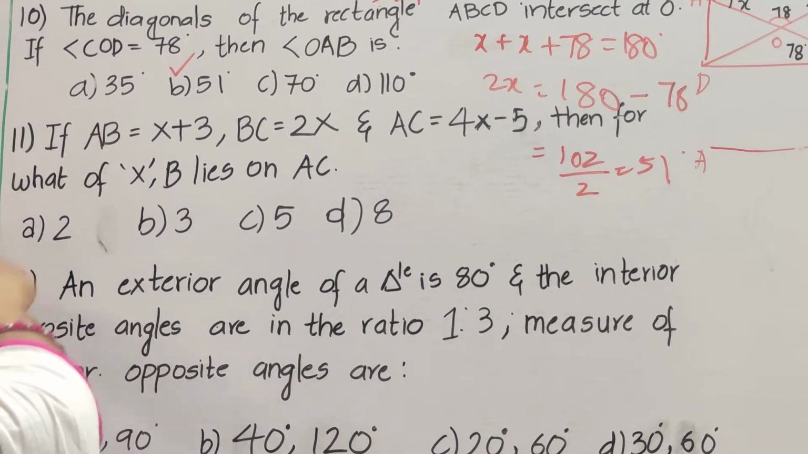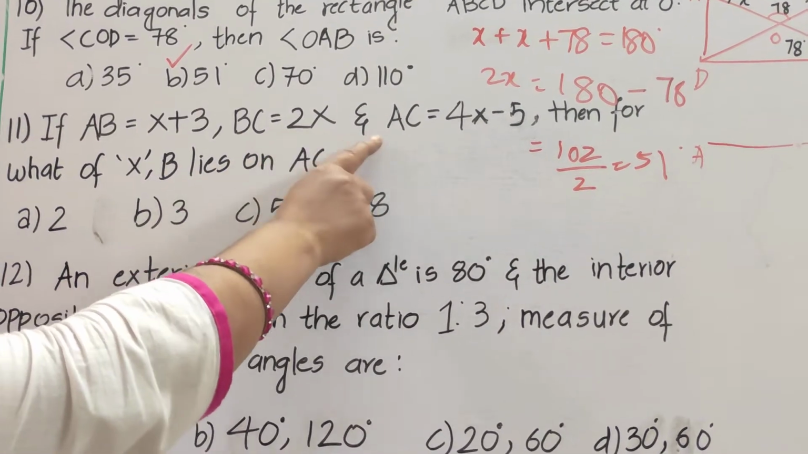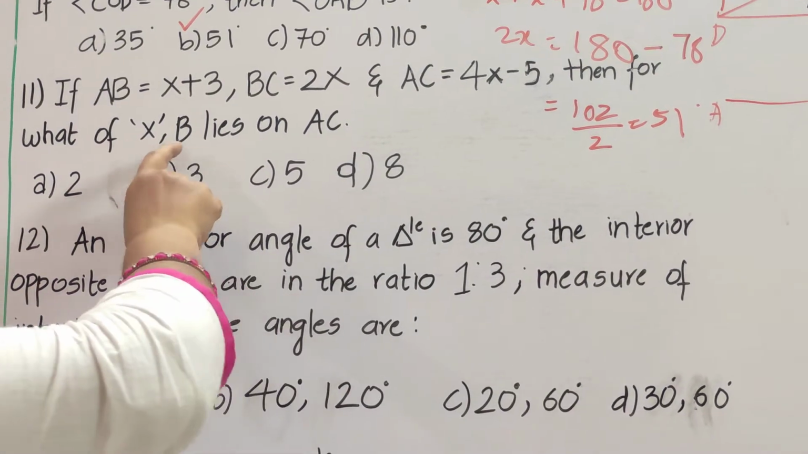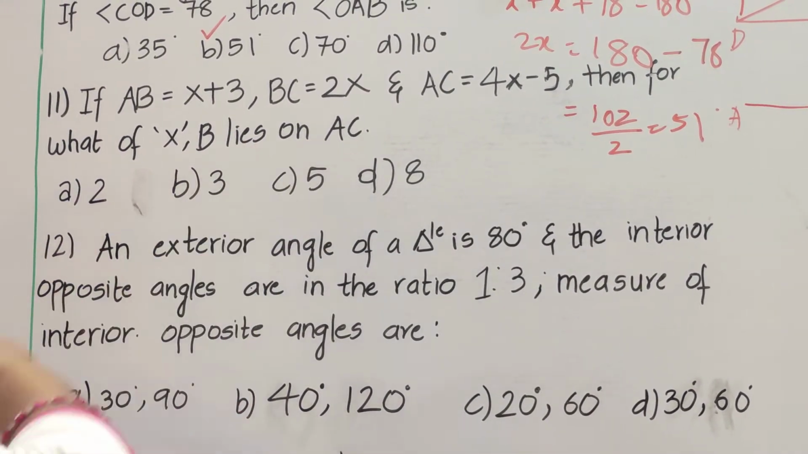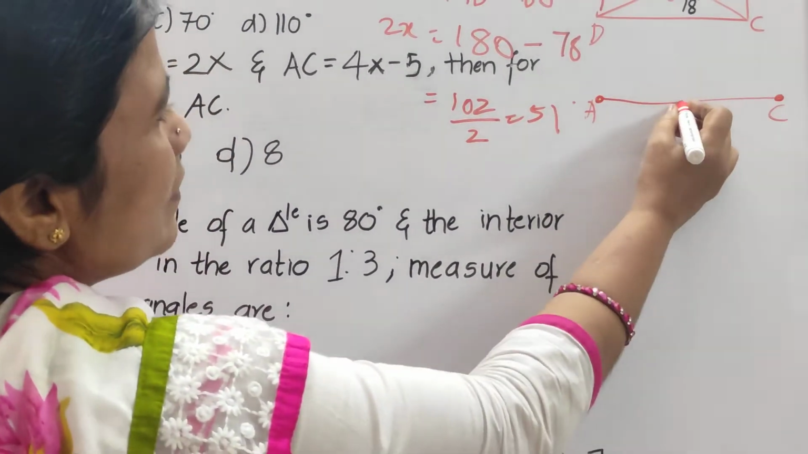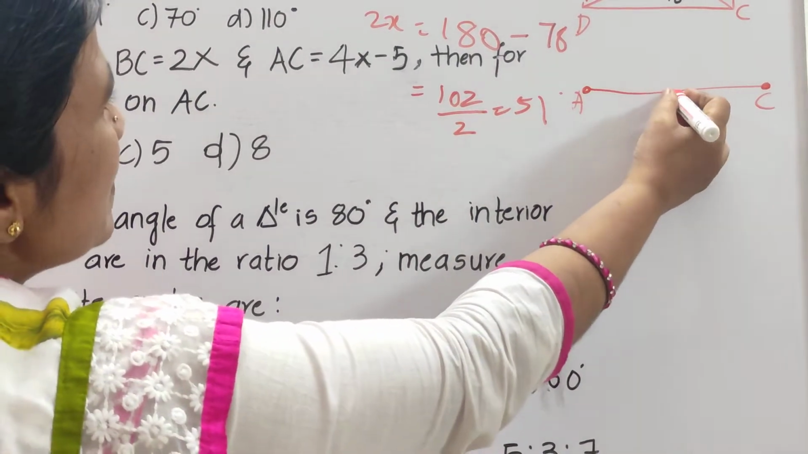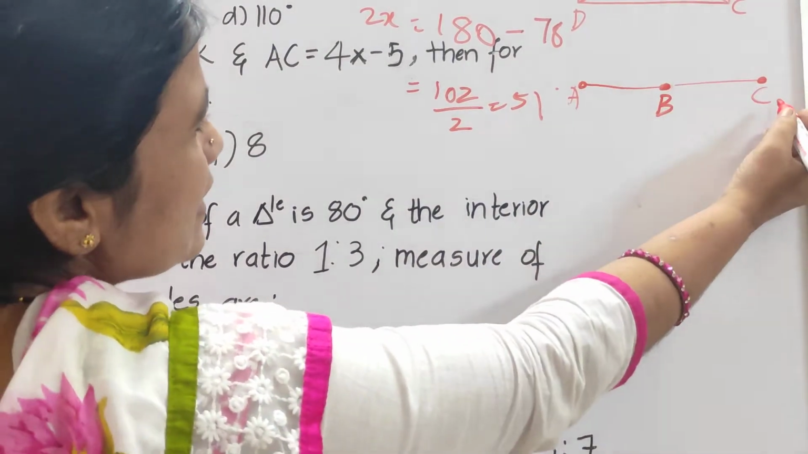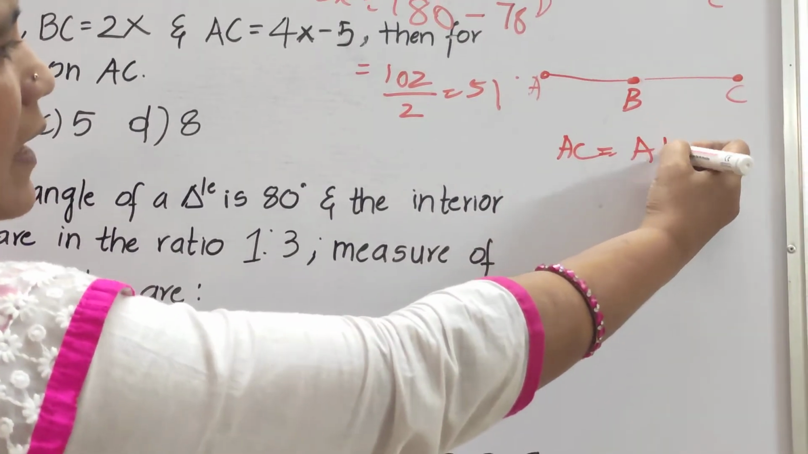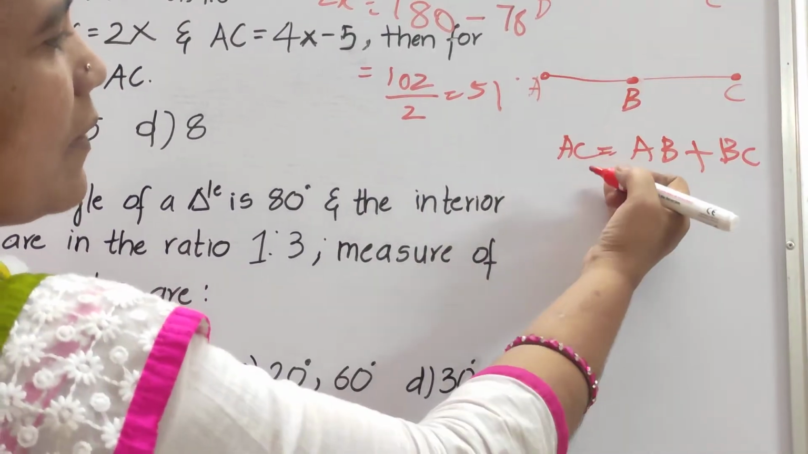Right? Coming to the 11th question, AB equals x plus 3, BC equals 2x and AC is equal to 4x minus 5. Then for what value of x does B lie on AC? So now what it says, you have two points A and C, right? So that means B is lying here. What is AC? AC equals AB plus BC.